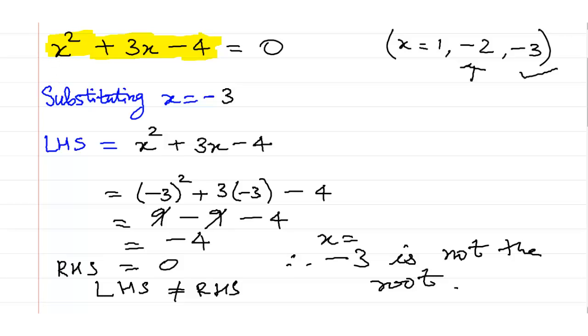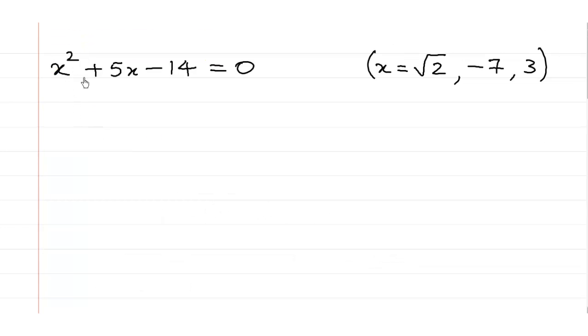Let's have a look at the other one. x square plus 5x minus 14 is equal to 0, and the values of x are square root of 2, minus 7 and 3. So again we'll say substituting x is equal to square root of 2.